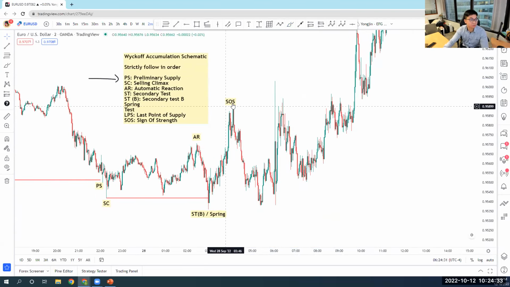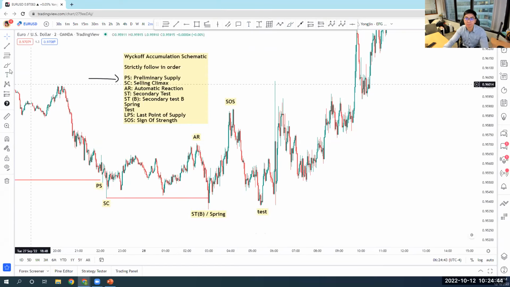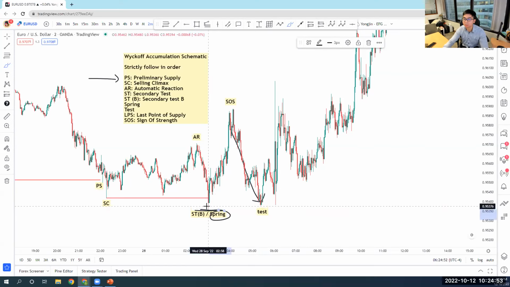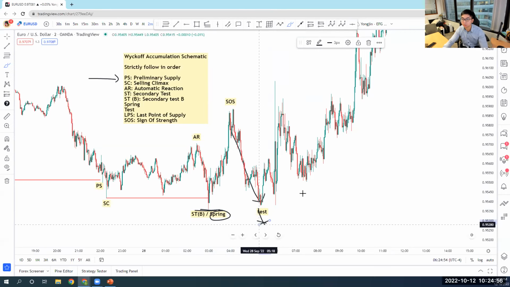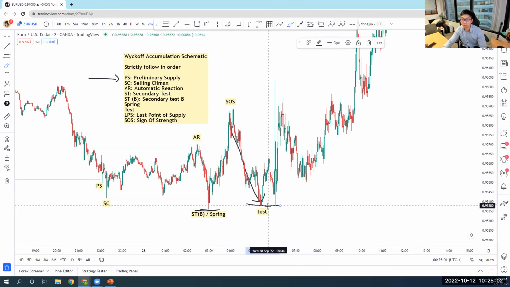After the sign of strength, same thing, the schematic must be followed very, very strictly. Next, we have the test, where price comes back down to check whether it can break the spring, whether it can go lower. If the test fails to go lower, that's when the schematic is still valid.